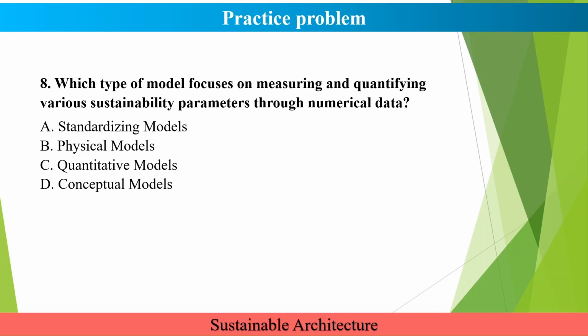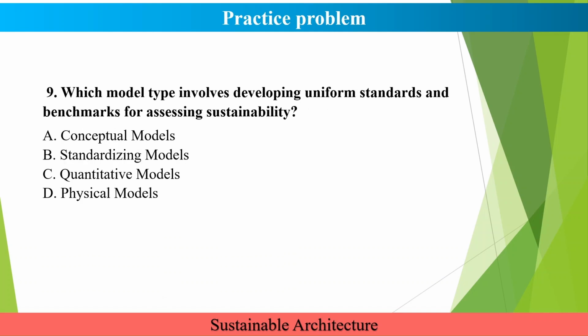And all of you have given, I think, answers to all the questions till now. Let's see question number nine. Who is able to give the answer to this question? So this is the ninth question. Which model type involves developing uniform standards and benchmarks for assessing sustainability? B. Yeah, B is the right answer. So everyone is writing B. So I think this is well understood by all of you.